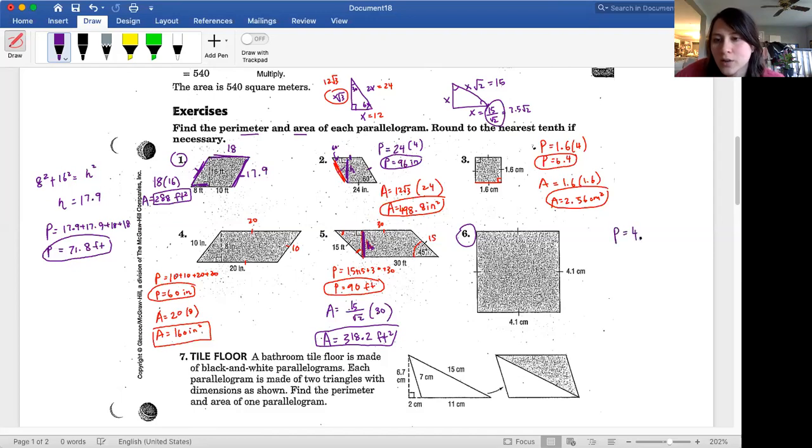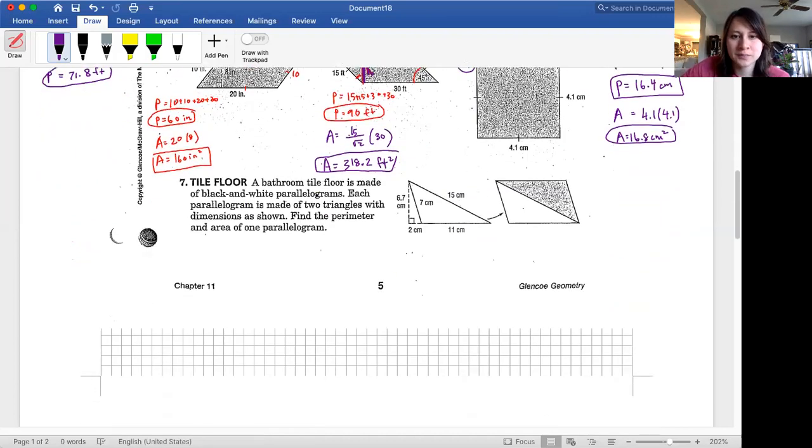Perimeter is just 4.1 times 4. And 4.1 times 4 is about 16.4 centimeters. Okay. Then we need the area. The area is base times height, which is 4.1 times 4.1. And multiplied out is 16.8. 16.8 centimeters squared. And there you go.